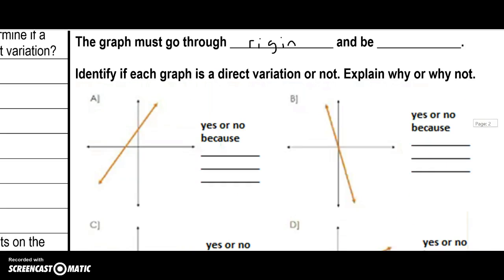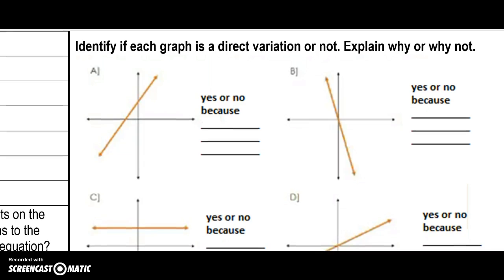Okay. Identify each graph, and say whether it is a direct variation or not. Explain why or why not. First off, this is your origin right here. If it doesn't go through there, it's non-proportional. It's not direct variation. So that's why letter A is non-proportional, not direct variation. It does not go through my origin.